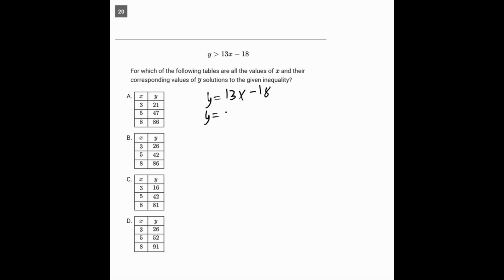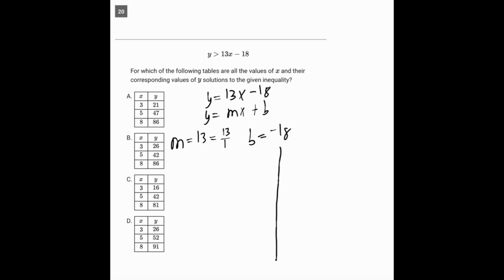Well, that's a y equals mx plus b. So our slope is 13, which, by the way, is 13 over 1. So from a rise over run standpoint, it means you'll be rising 13 and running 1. And the y-intercept, the b, well, that's negative 18.